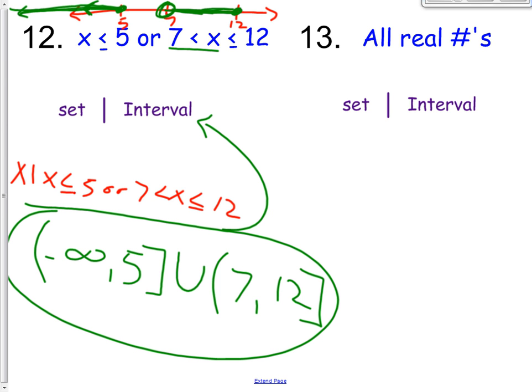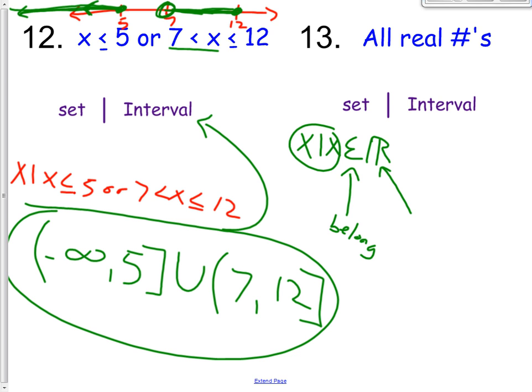Last one. If there is no restriction on x, it means that it can be any number. There's no number that it cannot be. We say it's all real numbers. So in set notation, we say this: x such that x belongs to all real numbers. This crazy looking E thing means belongs, and this I with an R type of symbol means real numbers. So x such that x belongs to all real numbers. That's what that means. So that's our set notation.